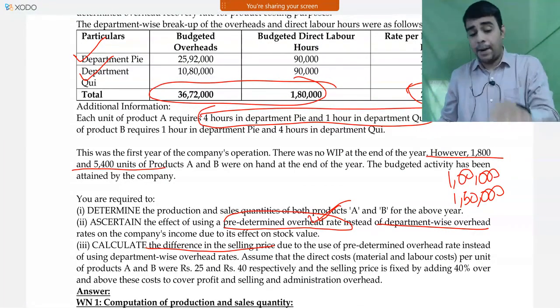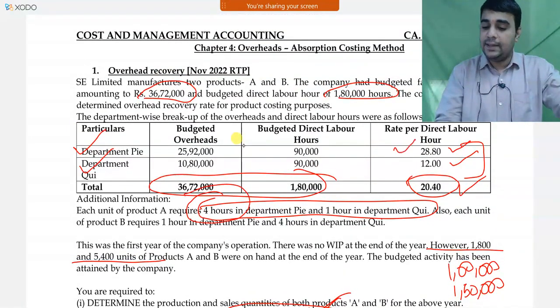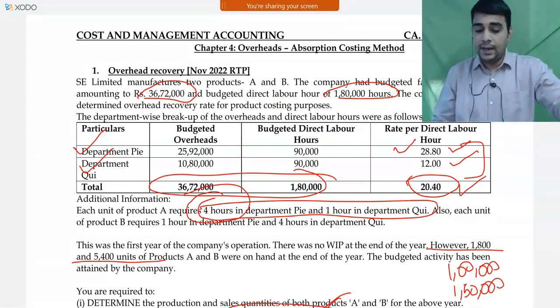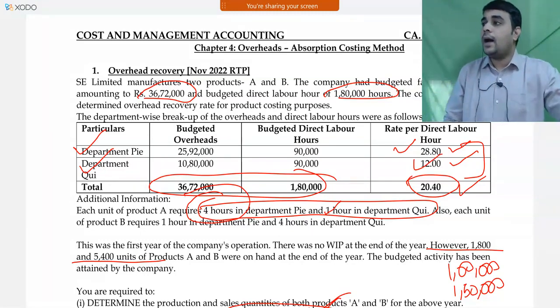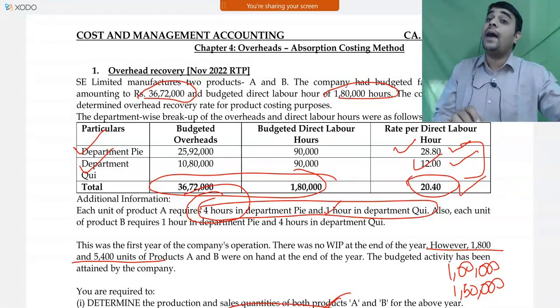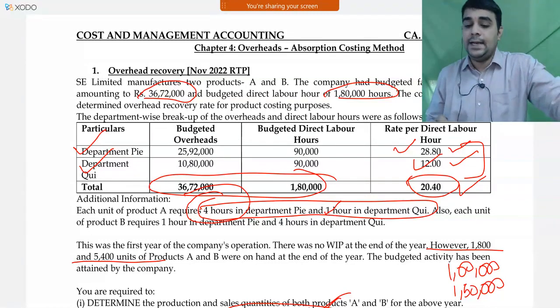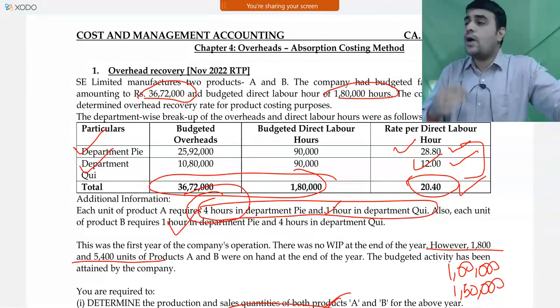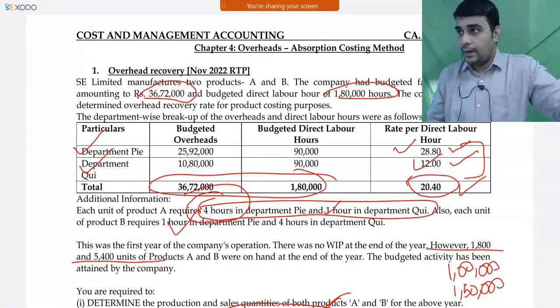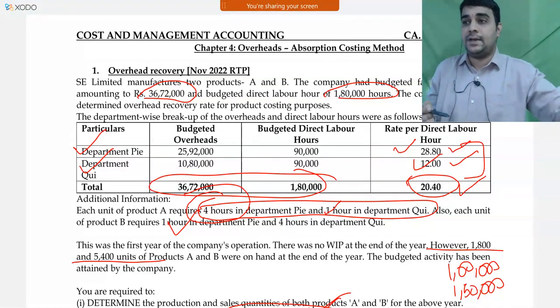If you follow department wise rates, listen, it will be 4 hours into 28.8 and 1 hour into 12 rupees. This should be the value in my closing stock. When you go to the other product, 1 hour into 28.8 and 4 hours into 12. Because in closing stock, I plan to go with a department wise rate.